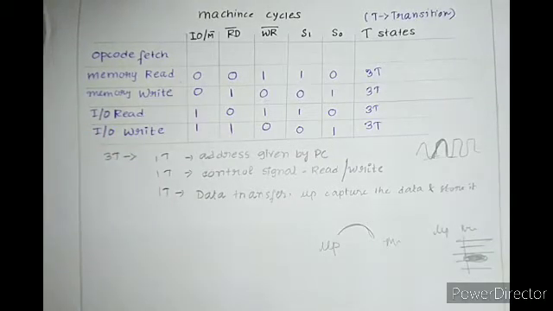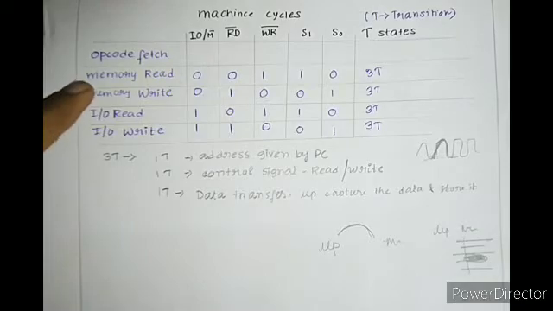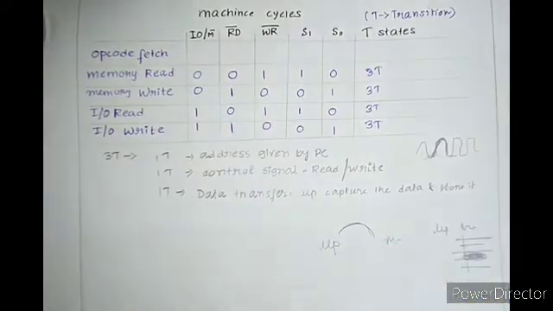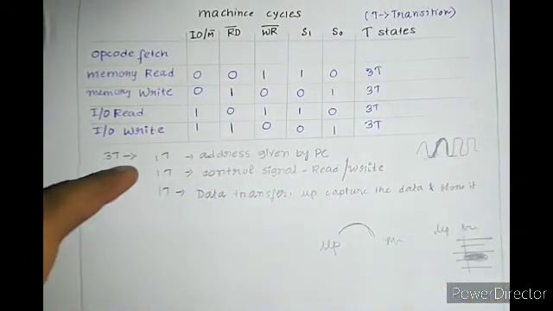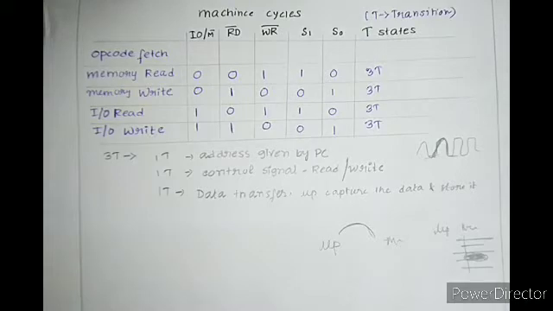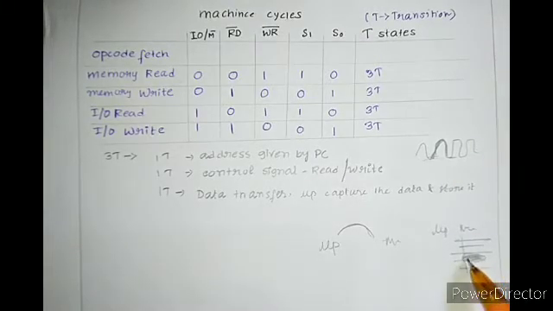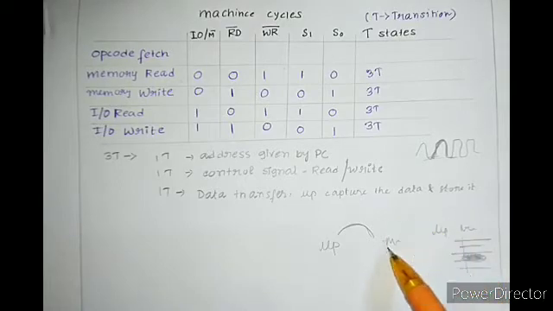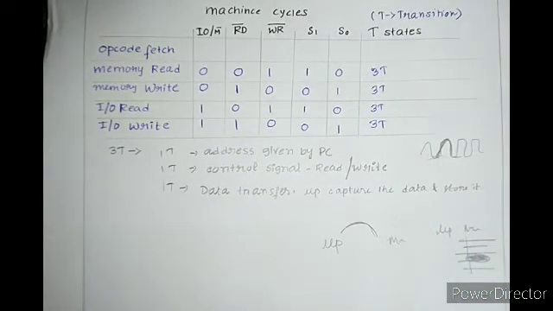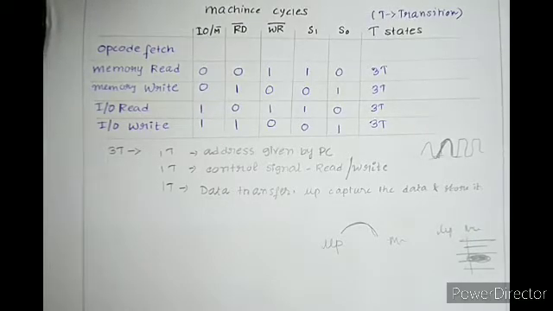And the last T state, suppose I have taken the example of memory read, right? So on the first T state, PC releases the address. Second T state, I know it's a read operation. Now third T state, there is this data, I need to capture this, put it into the MUP, and then store it in whatever register it is instructed to. So my last T state is for data transfer. Okay, so this is why 3 T states are required in all these machine cycles.